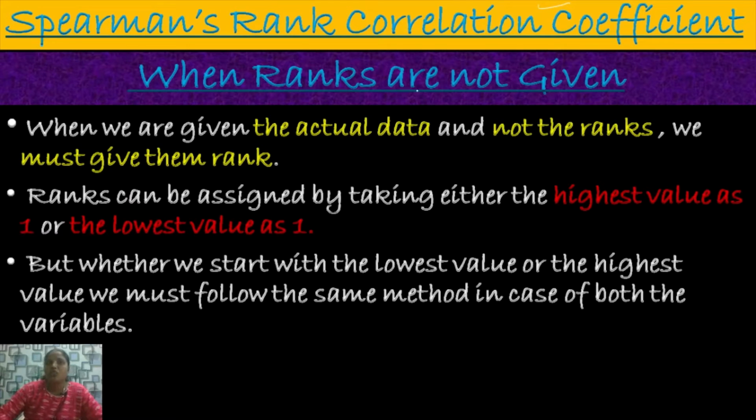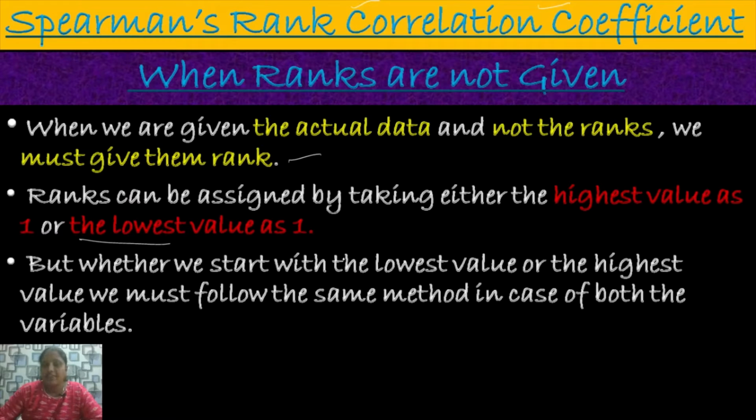In this video, I am going to explain how to calculate Spearman's rank correlation coefficient when the ranks are not given. In case we are given the actual data and not the ranks, we must give them the rank first. Rank can be assigned either by taking the highest value as 1 or the lowest value as 1. Whether we start with the highest value or the lowest value, we must follow the same process in case of both the variables x and y.